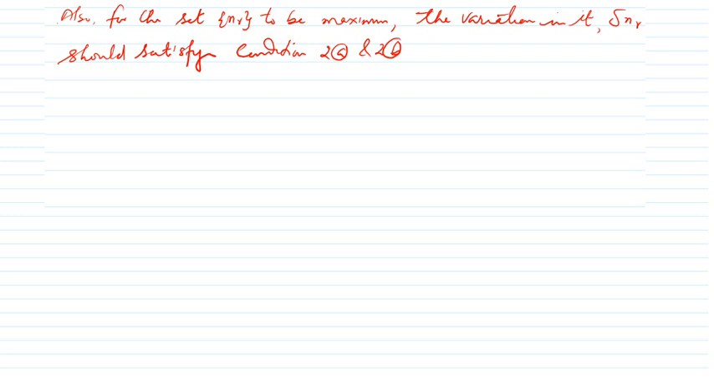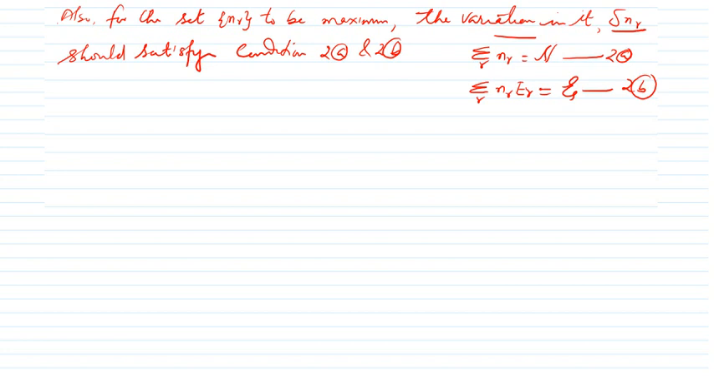So 2a was sum over r nr is equal to n. And 2b is sum over r nr er is equal to total energy E. So the variation delta nr should also satisfy these constraint equations. That is, you take the differential of equations 2a and 2b. On taking the differential of equation 2a, the left side will be sum over r delta nr is equal to, what will be the right side? N is a constant, so the differential of n is equal to 0.